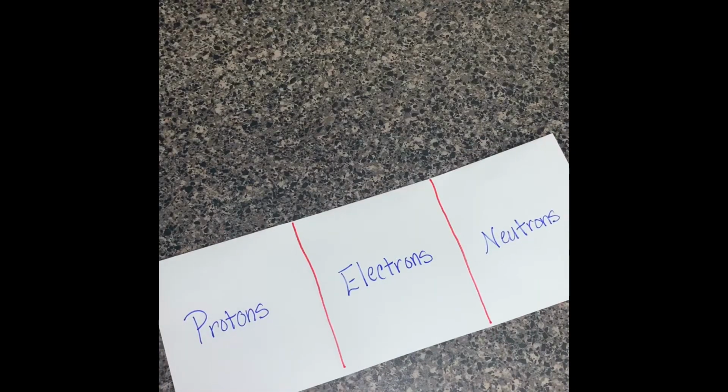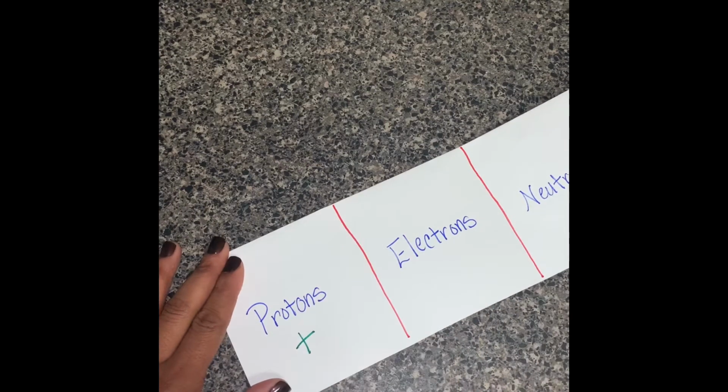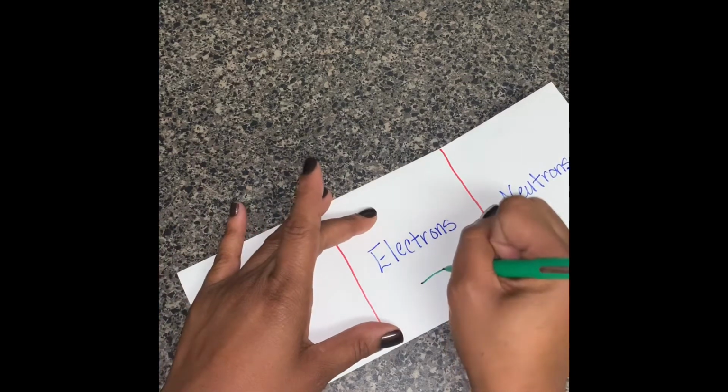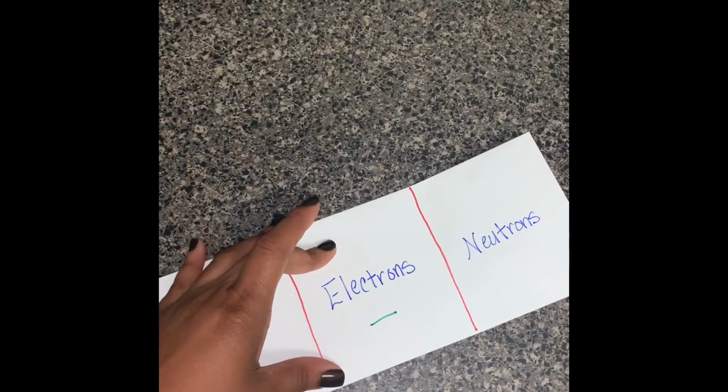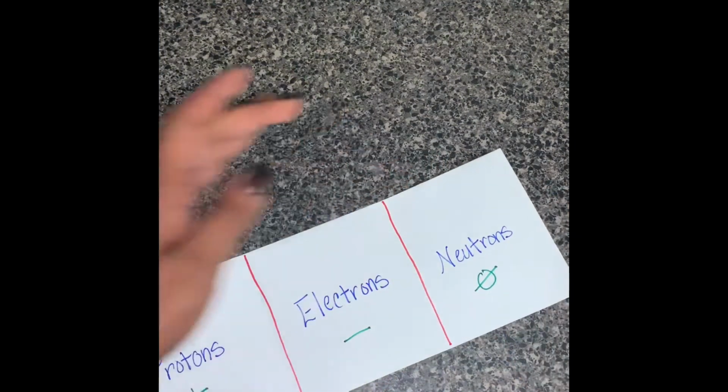So we're looking at protons, neutrons, and electrons. And we're going to put some more really important information on the outside so we can easily access and remember what our protons are about. Our protons are positive, and that means they have a positive charge. Our electrons are negative, and that means they have a negative charge. And our neutrons do not have any charge. They are called neutral.